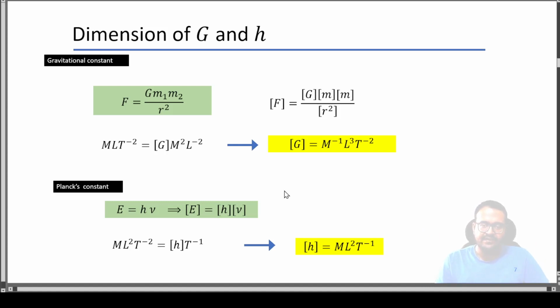So here, I tell you that the dimension of E, which was ML square T minus 2, is equal to the dimension of H and 1 by the dimension of time. So ML square T minus 2 is equal to H by T. Here I get H as ML square T minus 1. As simple as that. You just put your dimensions and you get that dimension. We will apply it in other problems also, don't worry about it. So we got the dimension of G and H.